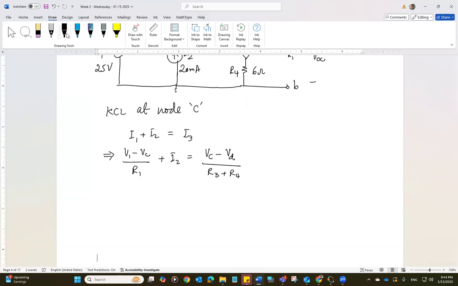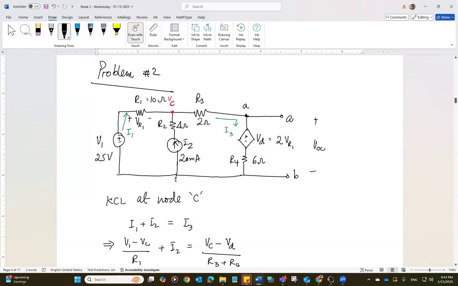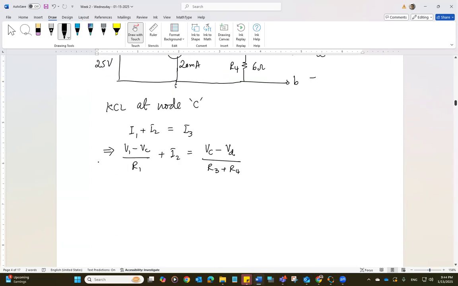So remember, VD, we know that. What is VD? VD is 2 times VR1, and VR1 is V1 minus VC. So VD is basically 2 times V1 minus VC. So let's go ahead and plug that in for VD.